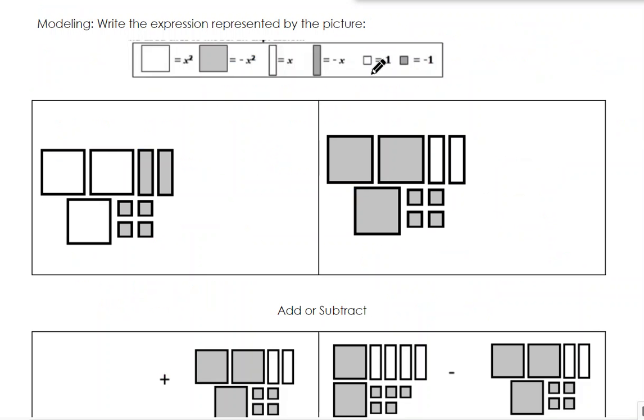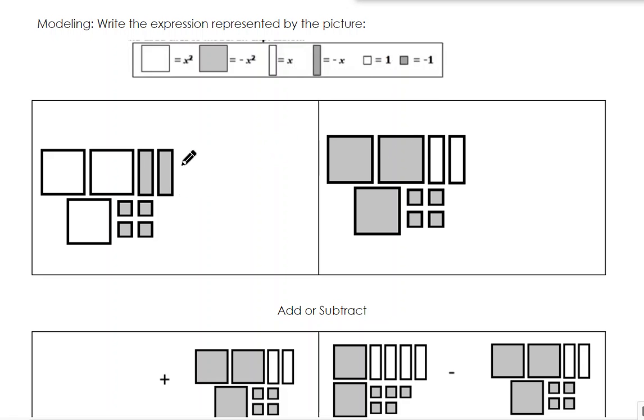This is called modeling by picture, okay? So it says the white squares are x squared, and the gray rectangles are negative x. If it's a white rectangle, it is a positive x. If it's a little white square, it's a positive 1. If it's a little gray square, it's negative 1.